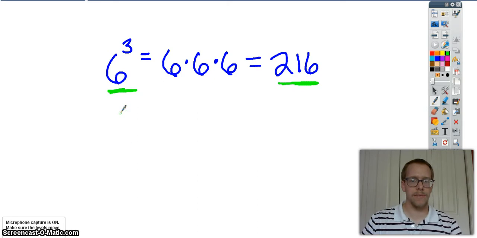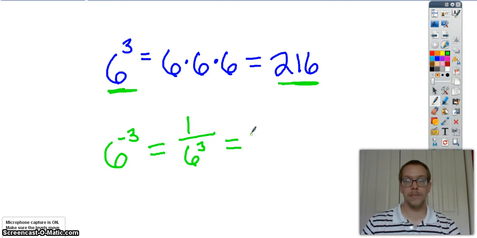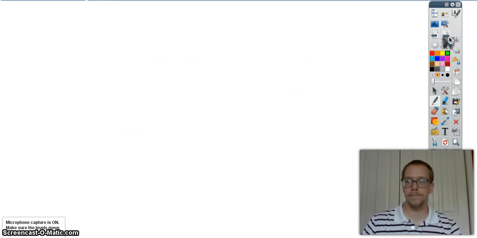And also in the last video we talked about, say for instance you have 6 to the negative third power, or to the negative 3 power. Well, that just means 1 over 6 to the positive 3 power, which would then give us as a result 1 over 216. So that's a recap from the last screencast. Now let's talk about some new material.